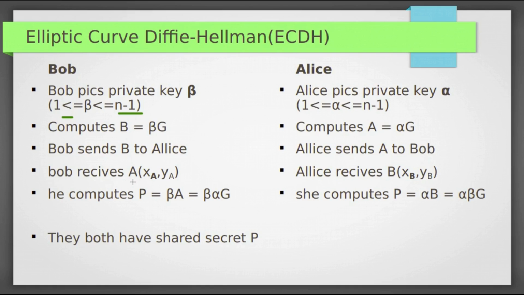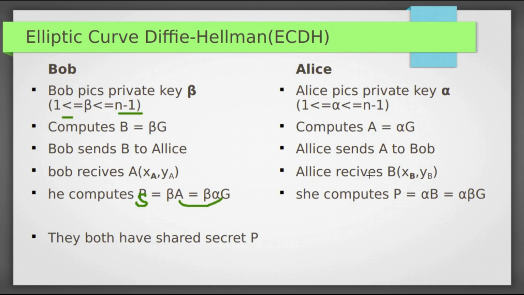Bob receives Alice's public key capital A, which is xa comma ya, a point on the curve. Bob computes, let's call it S, equal to beta into A, that equals beta alpha G. Here A is alpha G. It is the public key of Alice.